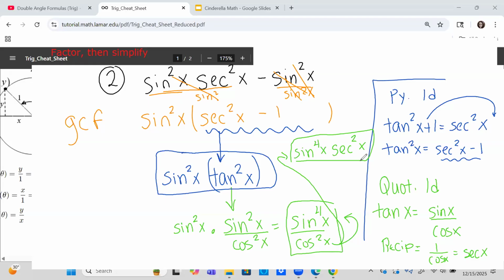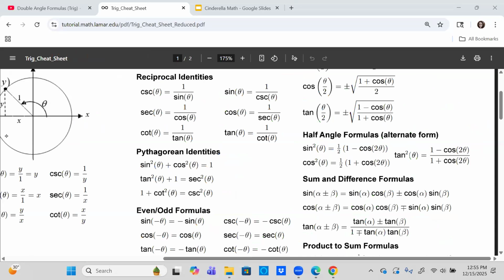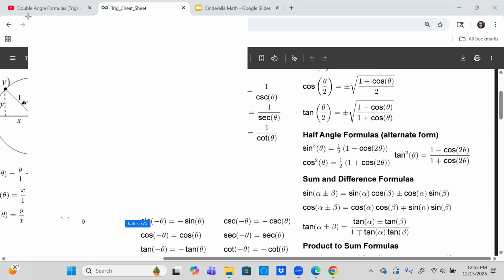Let me go to number 3. Same directions. This one's a little different though. I'm just gonna go up on top of the cheat sheet. This is number 3. We have tan to the fourth of x plus 2 tan squared of x plus 1.